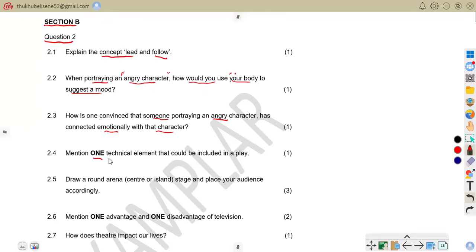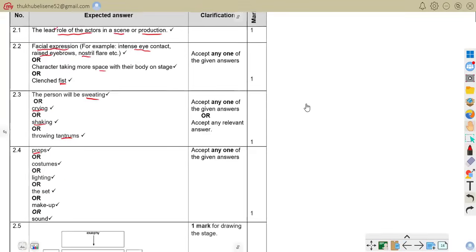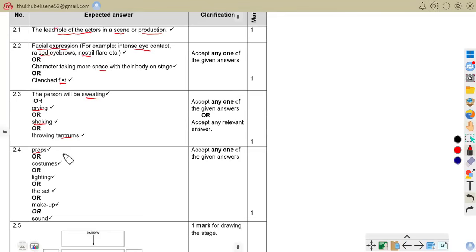2.4: Name one technical element that could be included in a play. So here we can talk about props, costumes, the set, as well as makeup or sound.